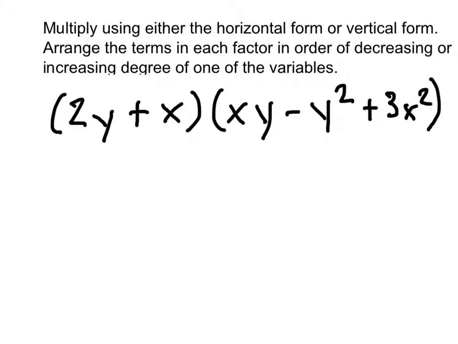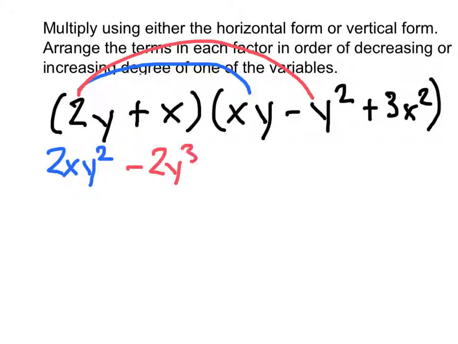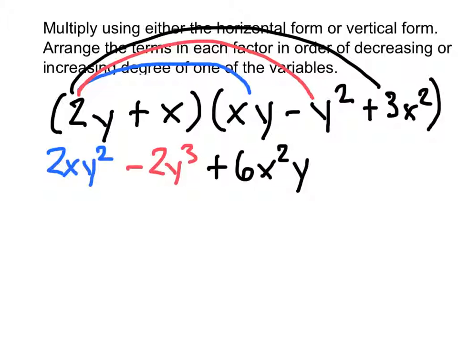Alright, we're going to distribute this to multiply it just like we did on the last one. So let's go ahead and do that. So I'm going to do this 2y times xy, and I get 2xy squared. Okay, and then I'm going to do this right here, and I get a negative 2y cubed. And then the last distributing part, I get a positive 6x squared y. Notice I always write the x's first. If you have the y's first, it'll be the same.